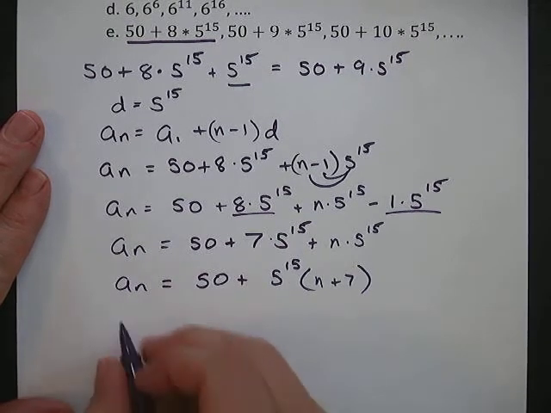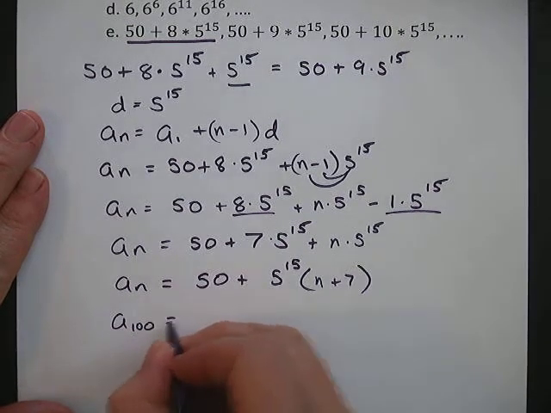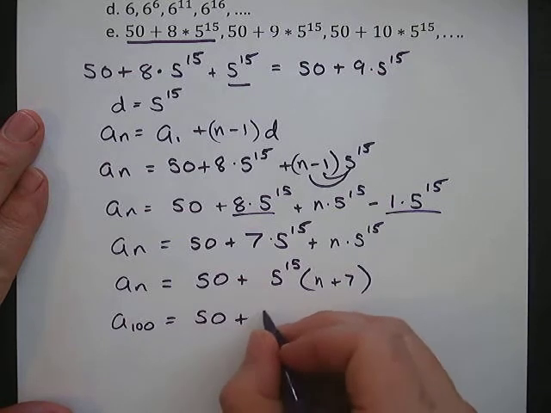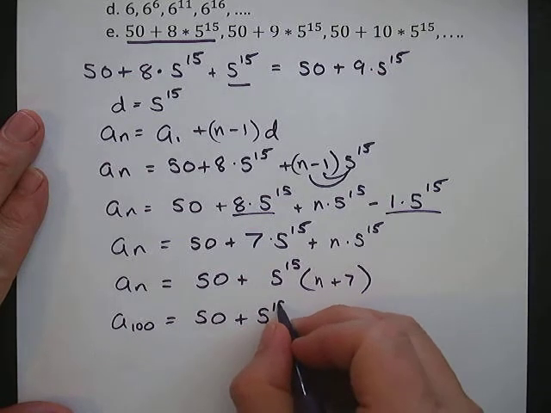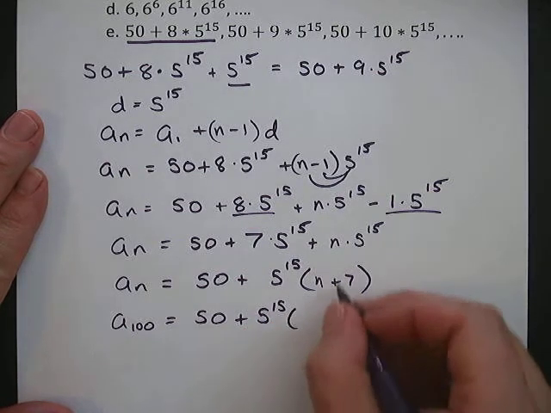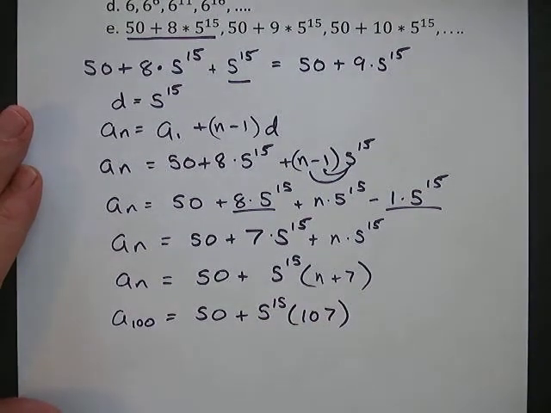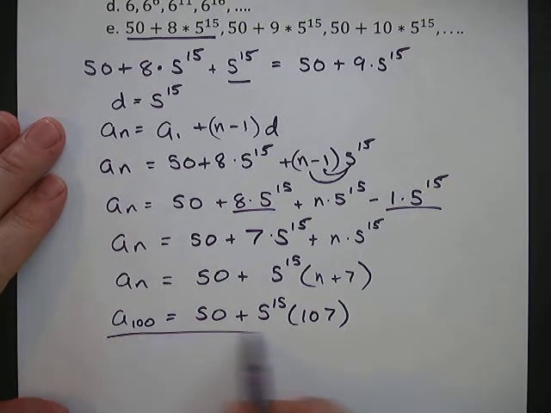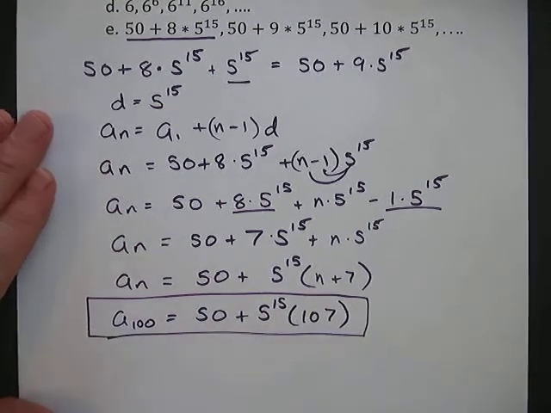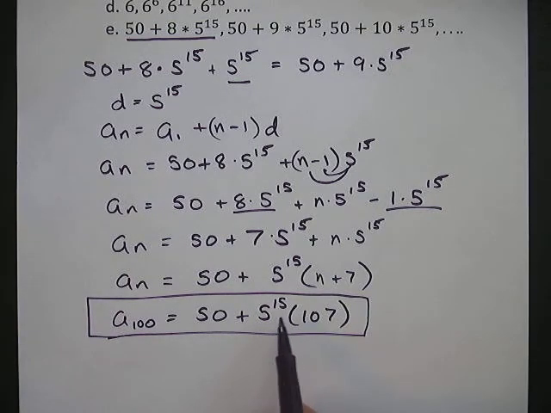Now, if we want to find the 100th term, 50 plus 5 to the 15, I'm going to save myself some time and just say 107, because I'm plugging in 100 there. Okay, and I'm just going to leave it just like that. Not going to try to clean that up any because those numbers are enormous, so there's no use really trying to mess with it. And that's it.